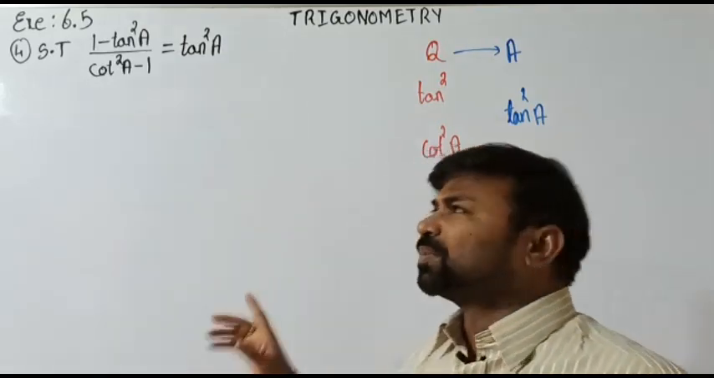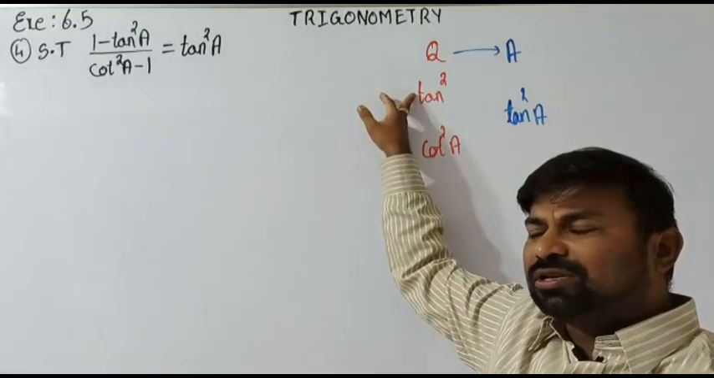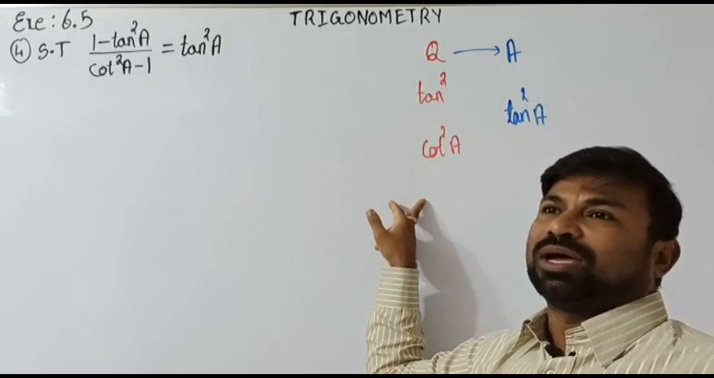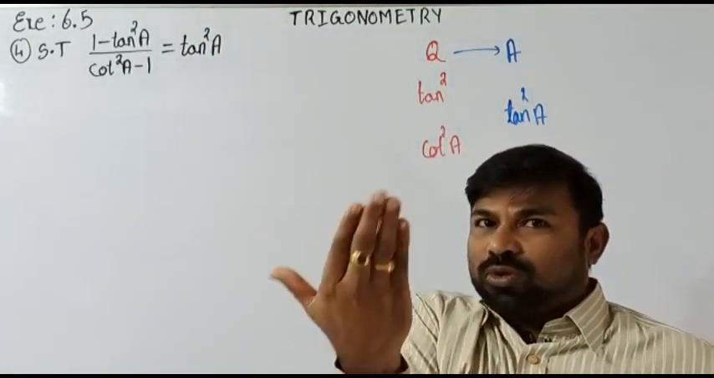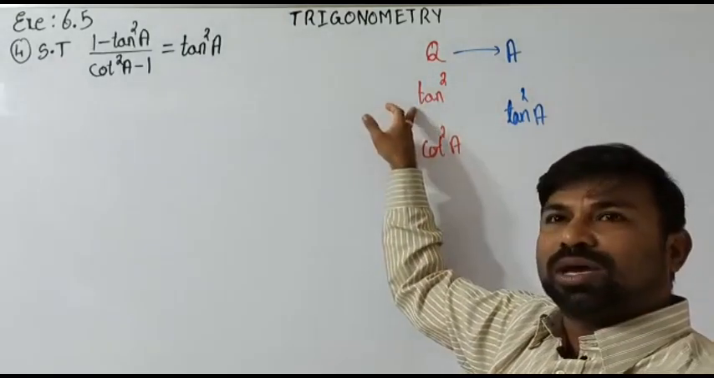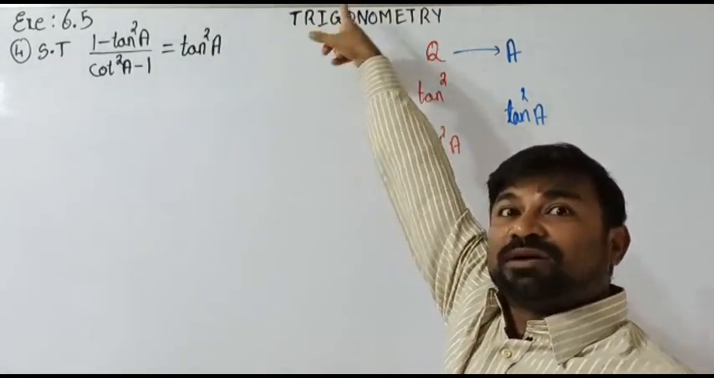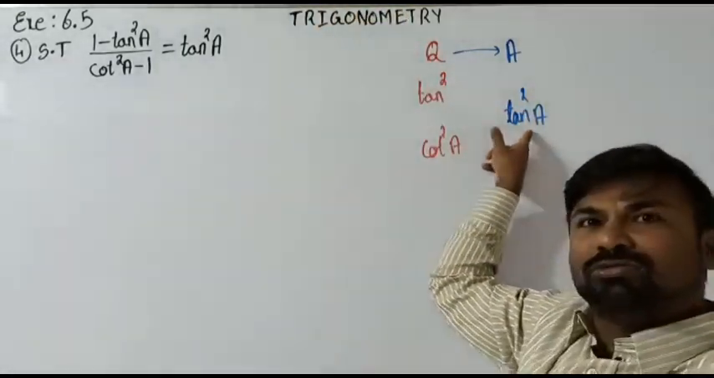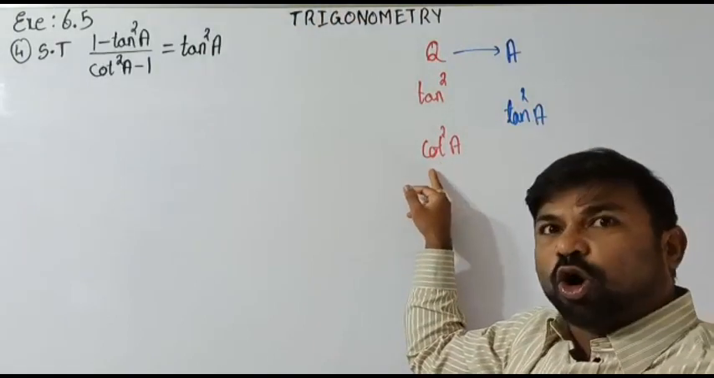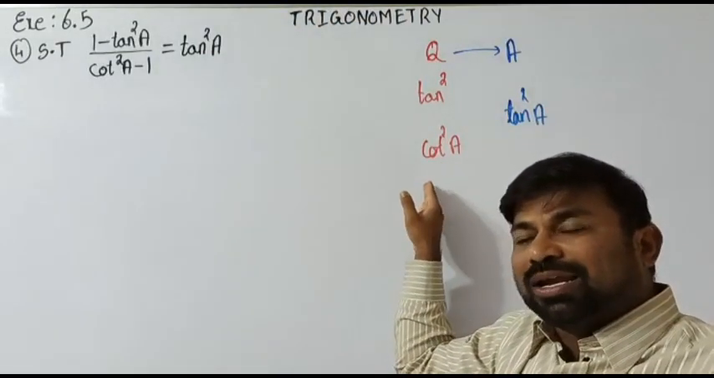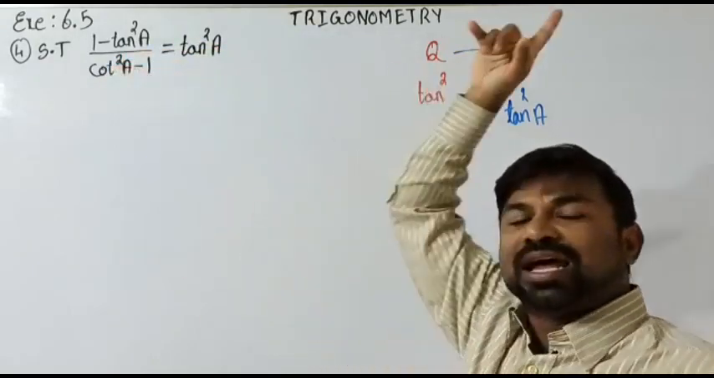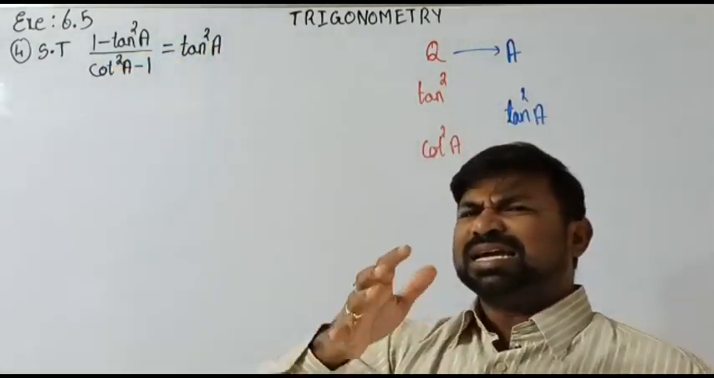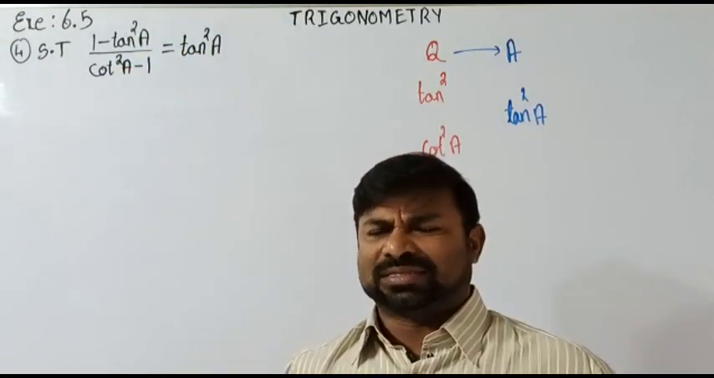But in this sum, the question is in terms of tan squares and cot squares, and we are reaching tan square. If we use a square identity, from tan square we reach secant square, and from secant square again we have to come back to tan square. If you go for cot square, using a square identity we go to cosecant square, then again we have to come back to tan square. It is a little bit of a far distance.